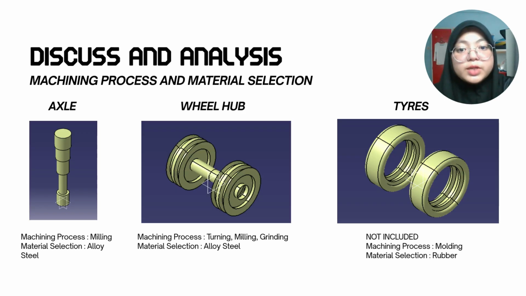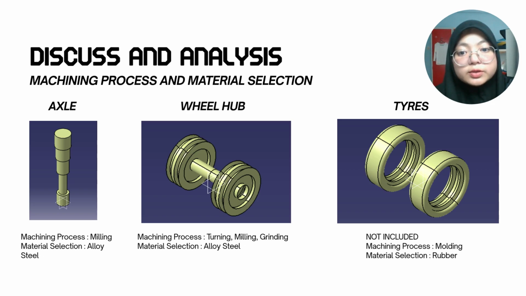Next, I will explain the machining process and material selection for each part. The axle is machined using milling because it allows accurate dimensions and precise functional features. The material is alloy steel, chosen for its high strength, toughness, and fatigue resistance, which is essential to withstand repeated landing loads.